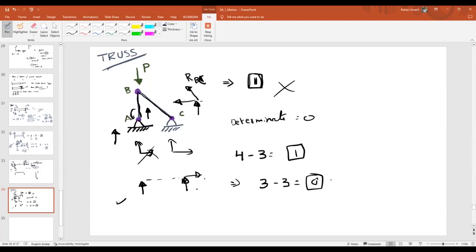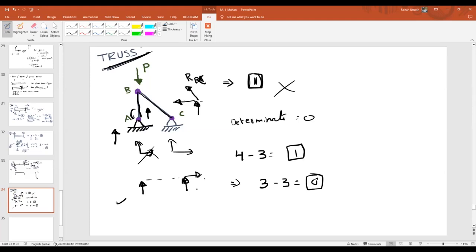In this case, why have I considered only one unknown reaction at support A? Sir, this is because of the inclined member in truss cases, or it will be in framed structures also, sir. No, not for frames. Are we considering this only for trusses? Yeah, this is only for the truss.